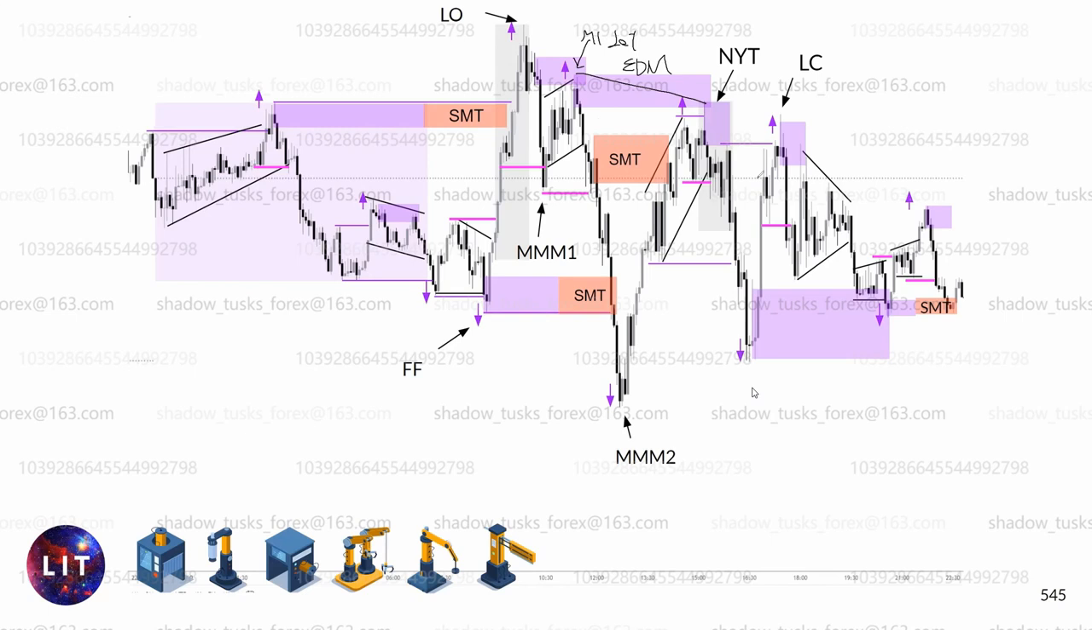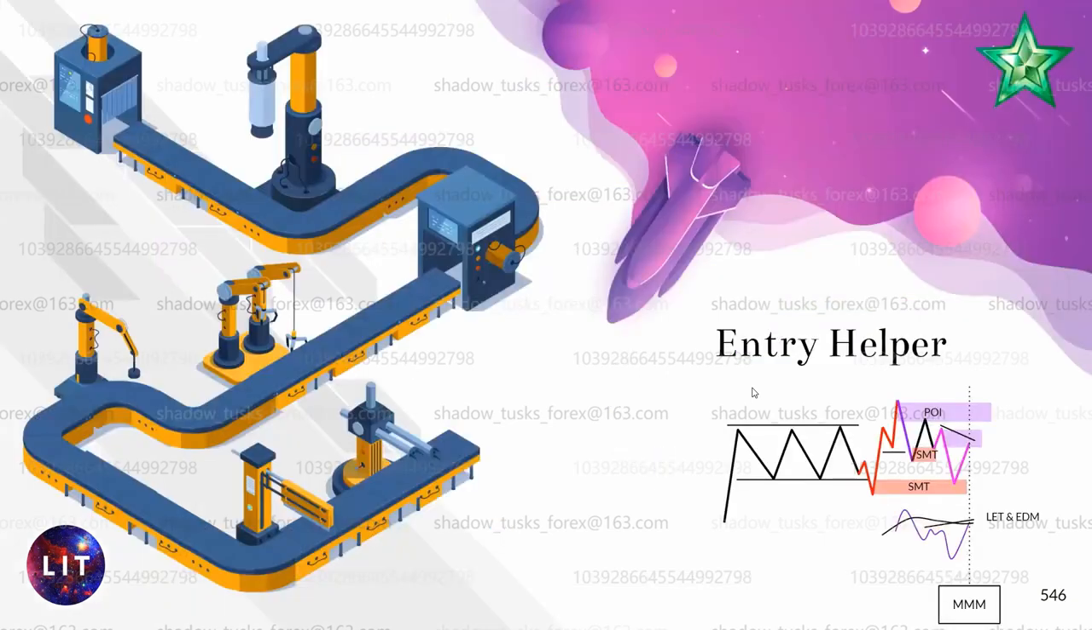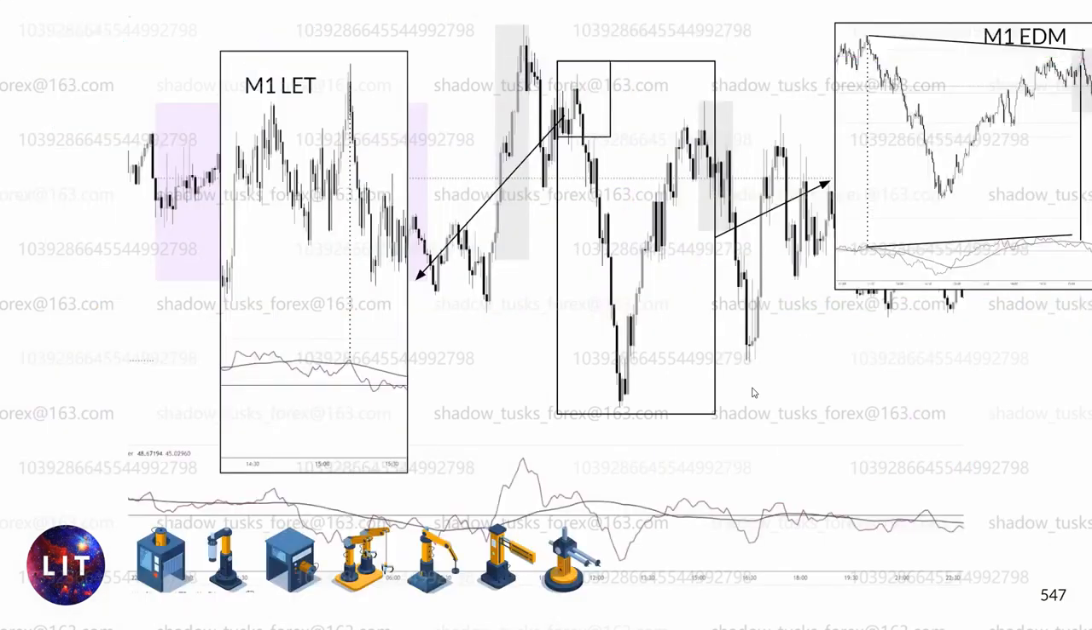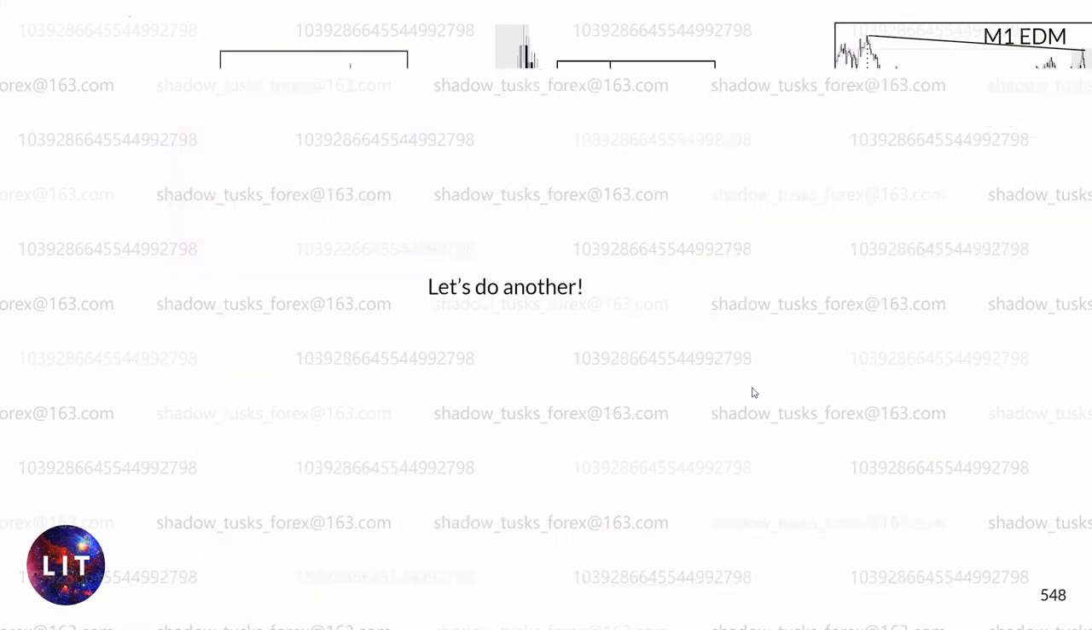I don't want to see anyone using the entry helper as their main confluence or using it just randomly. That's not how we use the entry helper. Okay, perfect. So that is the first one. There you go. Let us look at another one.